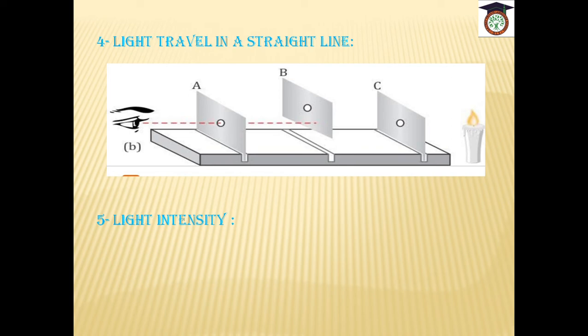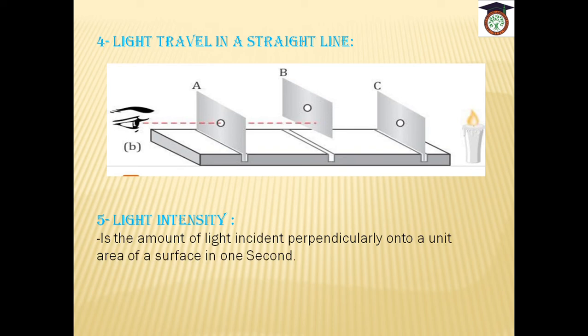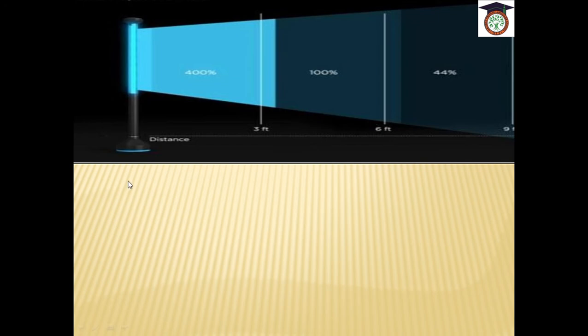Number five, light intensity. We can define light intensity as the amount of light incident or falling perpendicularly onto a unit area of a surface in 1 second. Let's see how. If we have a light source, as we can see in this figure, as we go far from the light source, the amount of light energy decreases. Of course, if we have a screen beside or near the source of light, it has the most light energy. But if we go away, the light energy will decrease.